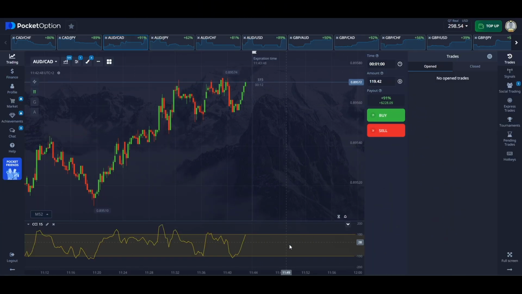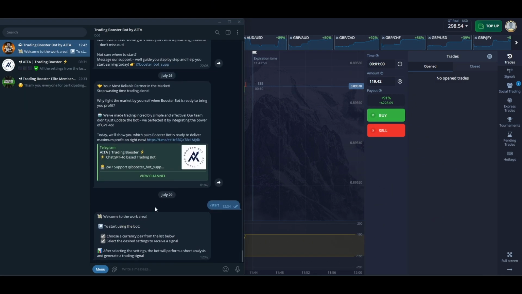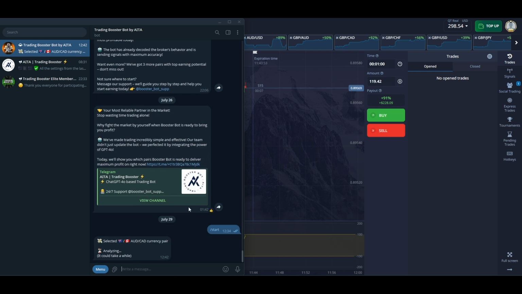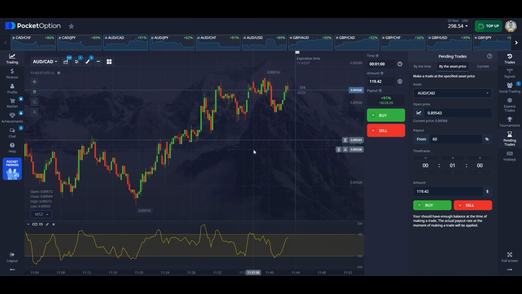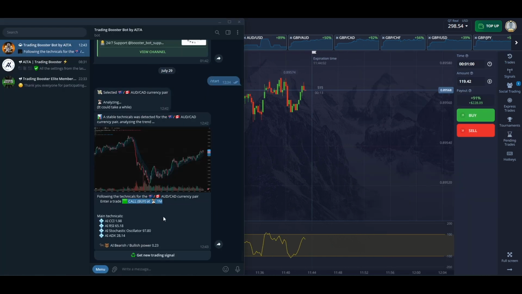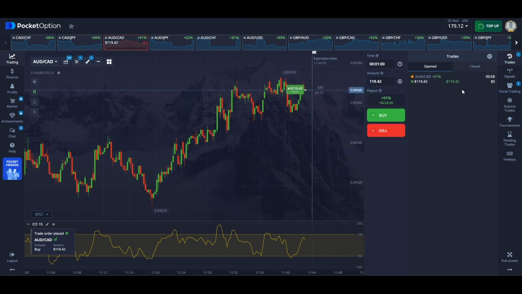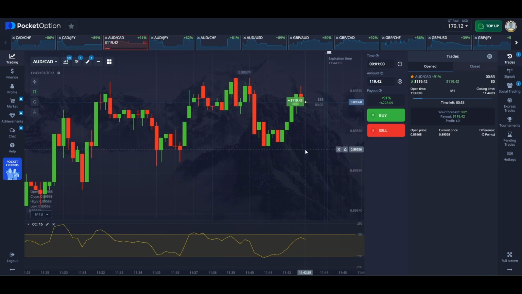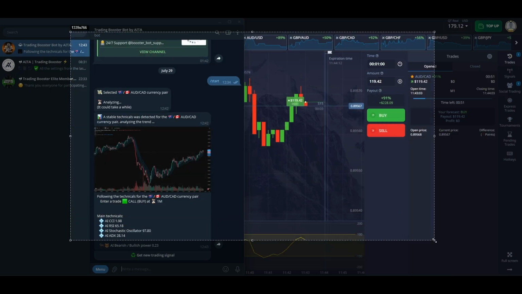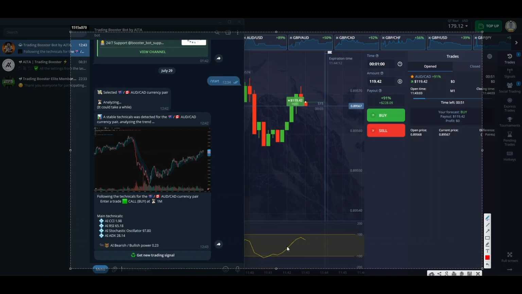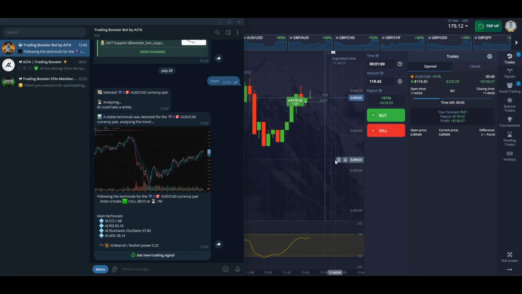Australian Canadian dollar. I'm choosing this currency pair, and I'm setting the trade time to 1 minute. I'm getting a buy signal. Right from here, I open a buy trade for $119. So now, all I have to do is just watch this trade. That is, the CCI indicator values were exactly within the working range. Buy signal, currency pair, direction. Basically, everything matches up. So, all that's left is to wait.